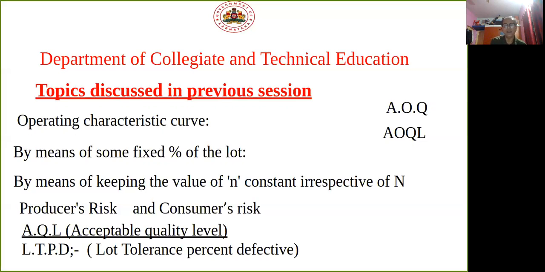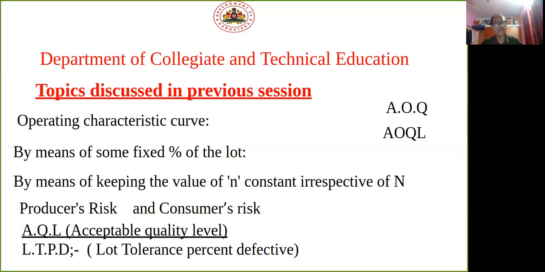So here, irrespective of the size of the lot, we can fix some percentage, and as I told you, the percentage can be from 0 to 10 or up to 20. By means of that, we can construct the OC curve. There is another method: we can construct the OC curve by means of a fixed n, where n is constant irrespective of the size of the lot.